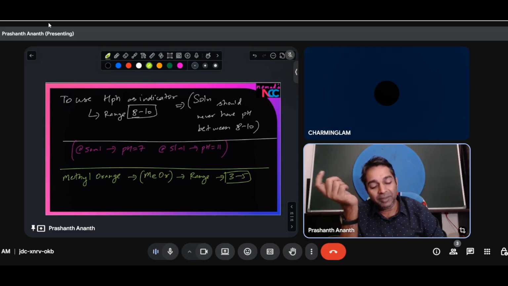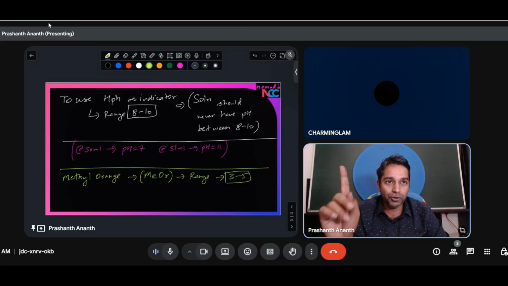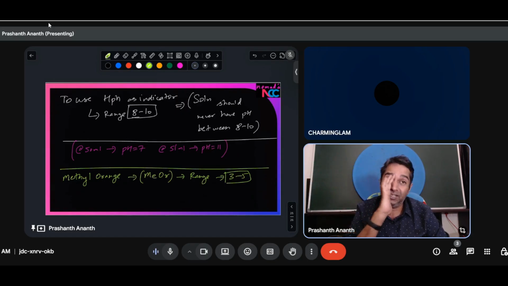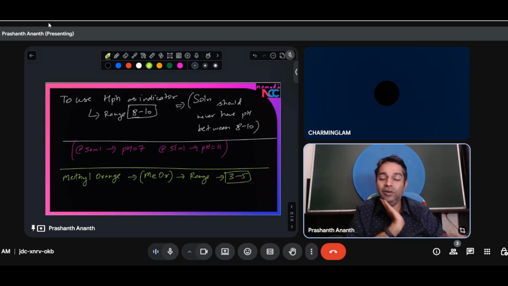But ultimately, if you want to use methyl orange as an indicator, the solution should never have a pH between 3 to 5. If it goes into that range, we can't differentiate what is what. We cannot tell anything there. So it should avoid that range of 3 to 5.